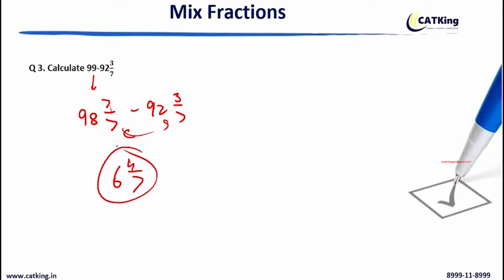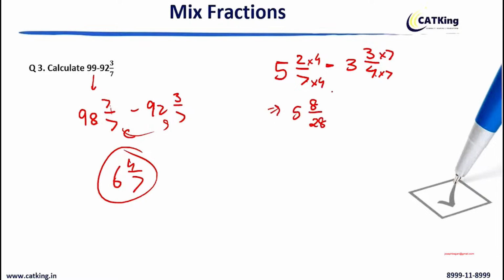Now, what would have happened? Suppose I would have tweaked this question a bit. Right? I would have told you that the question is 5 whole 2 by 7 minus 3 whole 3 by 4. What's the concept, guys? My concept is I want to make this same, right? I'll take LCM. What's the LCM of 7 and 4? 28. Multiply this by 4 to make it 28, up and down. Multiply this by 7 to make it 28, up and down. This became 5 whole 8 by 28, 3 whole 21 by 28. Correct? Now it becomes the same question.